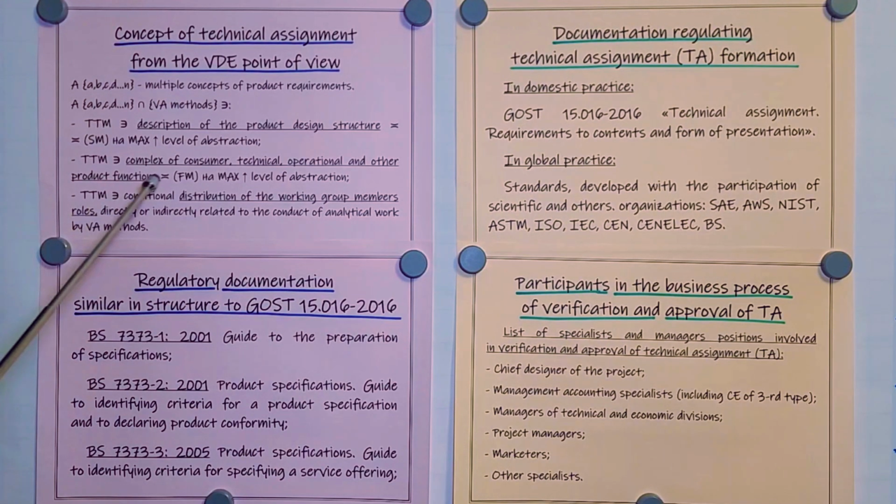Concept number 2. A text tabular model, or TTM, describing a complex of consumer, technical, operational, and other product functions that are significant from the point of view of the specialization of product participants at the highest possible level of abstraction. And concept number 3, text tabular model of conditional distribution of roles of project participants and the list of works on the projects. In the cost engineering training course, all 3 concepts listed above will be indirectly affected.